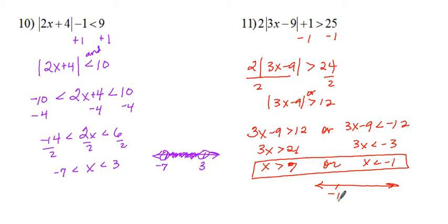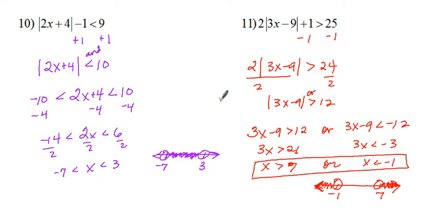So let's put the -1 on there and the 7 and see what happens. X is greater than 7, so that looks like this. Or X is less than -1. That looks like this. So visually I can see that I've done this correctly. The or is shooting off in two directions, unlike the and that's sandwiched between two values.